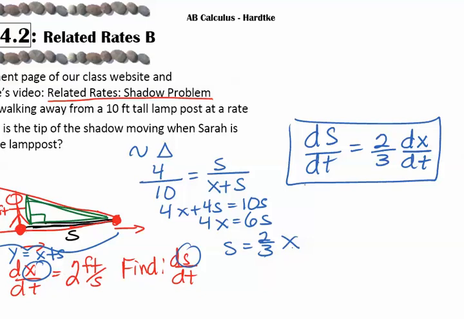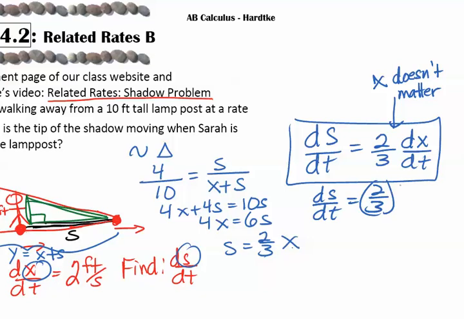So ds/dt is what we're looking for. And in our specific case, we don't have any x at all. So notice that the value of x doesn't matter. The value of x doesn't appear here. So the value of x doesn't matter.